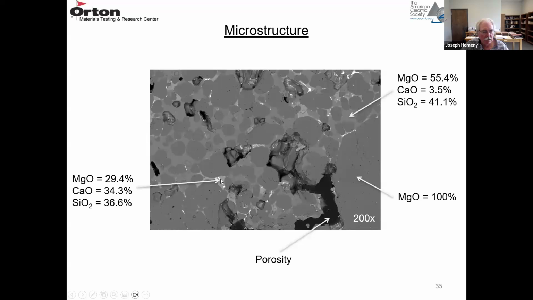So the brighter material is about 30% MgO, 35% CaO, and 36% SiO2. That looks like monticellite, a low melting phase. And this one is primarily MgO 55% and SiO2 41%. That's probably forsterite. So there's still a lot of forsterite present, but there's no direct bonding, or very little direct bonding, in this material.